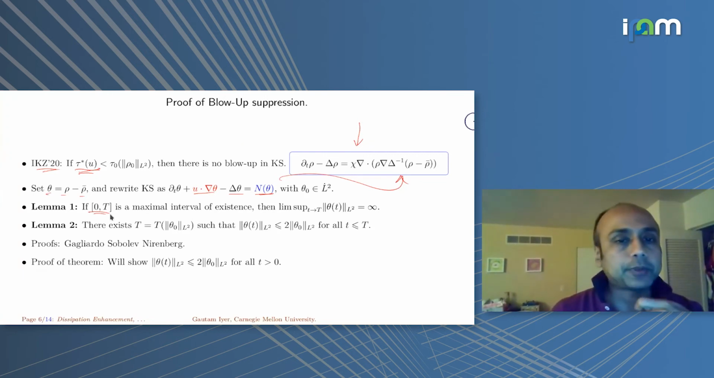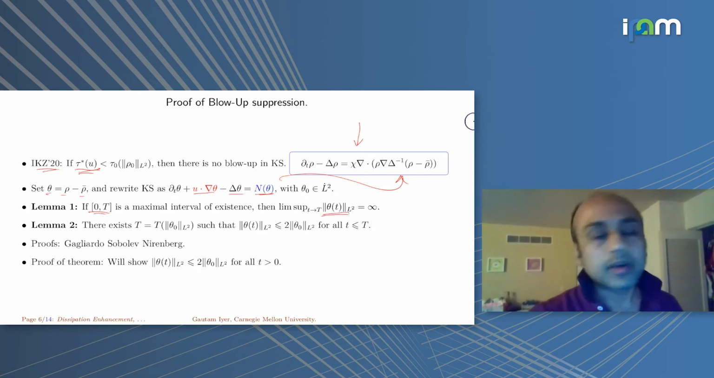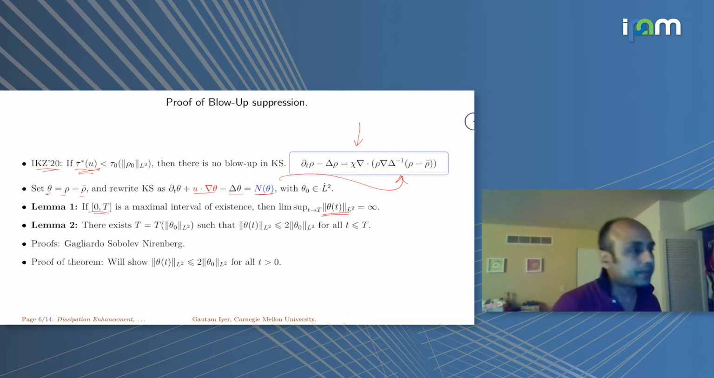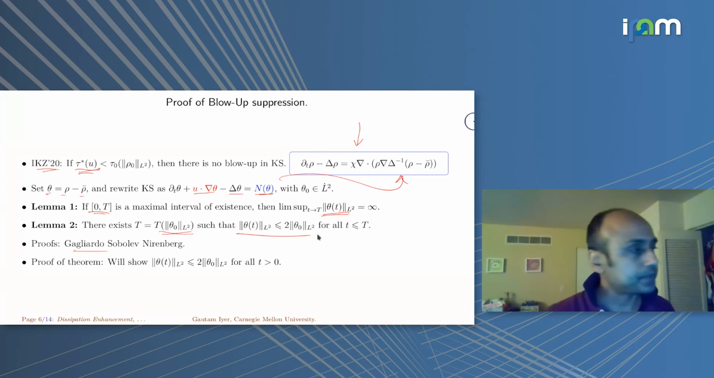if there's a blow up of this equation, then you can see the blow up in the L2 norm. As you approach the maximal existence time, the L2 norm should blow up. You can prove this just by the standard calculus inequalities, Gagliardo, Sobolev, Nirenberg. Lemma 2, again standard calculus inequalities: if I start with L2 initial data, for some small time, which doesn't depend on u, no matter what u is, the L2 norm doesn't double.